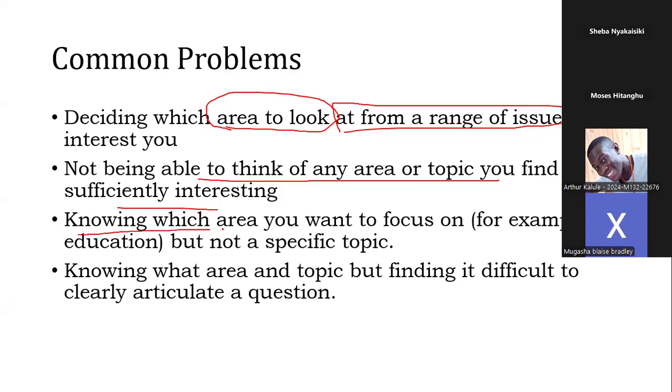Coming back to this one: which area should I focus on? Which particular area should I focus on? Then clearly articulating my research question. If you can't clearly articulate your overall research question, then it means you haven't picked out your research area clearly. Okay, but you can all do this with the help of your supervisor. Your supervisor should be able to help you narrow down what it is you want to do.